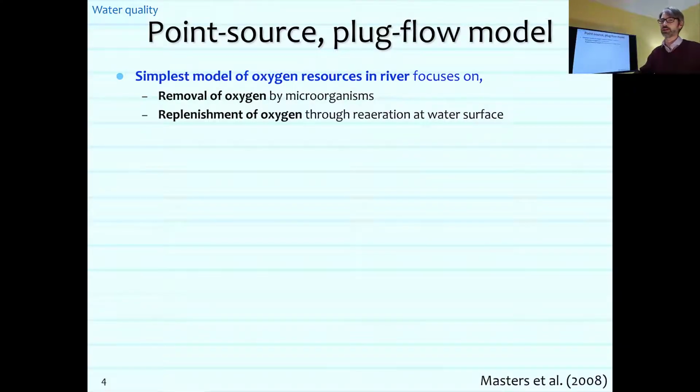We're going to look at a simple model called a point source plug flow model. This is the simplest model of oxygen resources in a river, and it focuses on 2 processes: the removal of oxygen by microorganisms and the replenishment of oxygen through reaeration at the water surface.